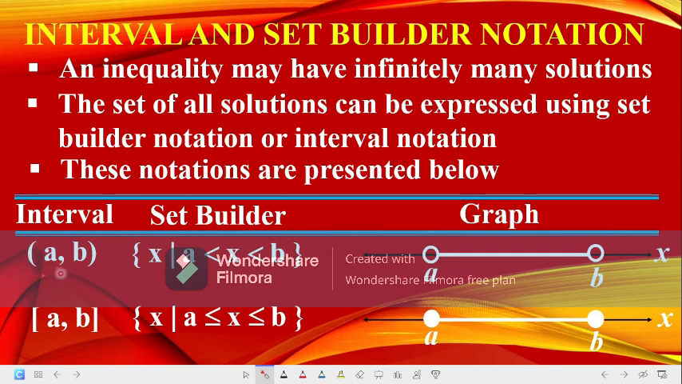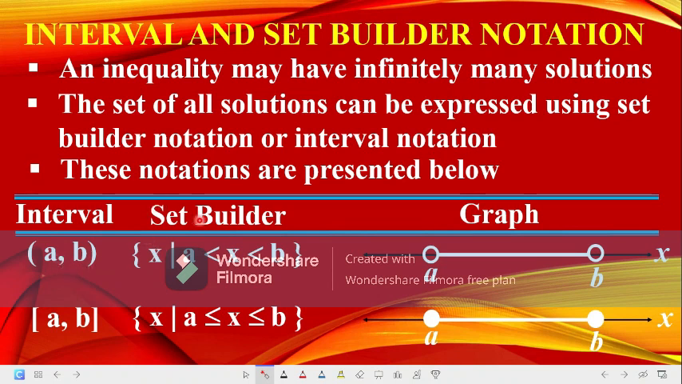We are going to use the parenthesis symbol. You have the open parenthesis a, comma, b. It means to say that the set of solutions is between a and b, meaning a and b are excluded. So in set builder notation, this is the equivalent expression. Since we are using parentheses, it means that a and b are not included, and it is the solution set between a and b.